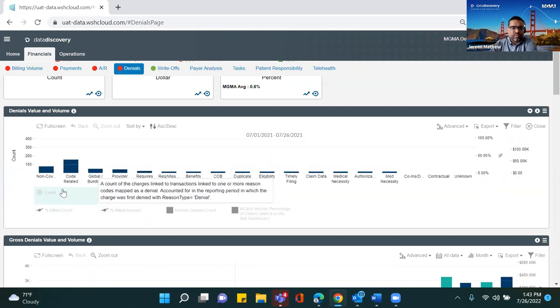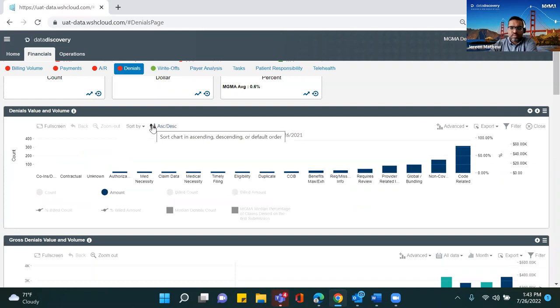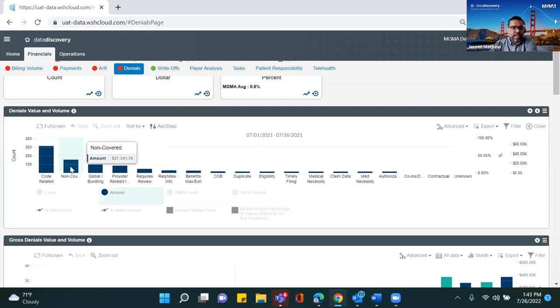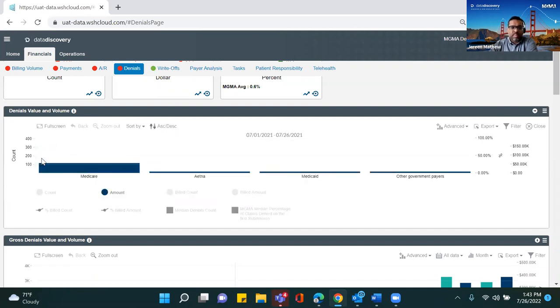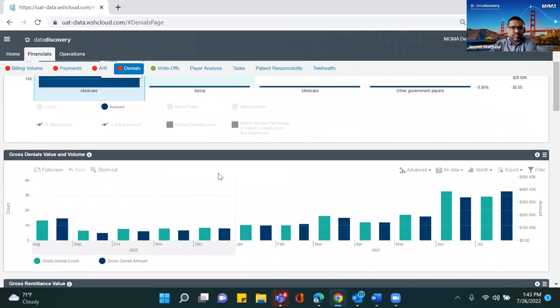Just look at the amount denied. And similarly, coding related and non-covered services. Again, it's dummy data, so you might see some mix up there, but you're able to pinpoint and understand that you have problems in your coding related. And keep in mind, at any point, you can drill down further and know that Medicare is the highest one. And finally, you can dig down further to get the details.